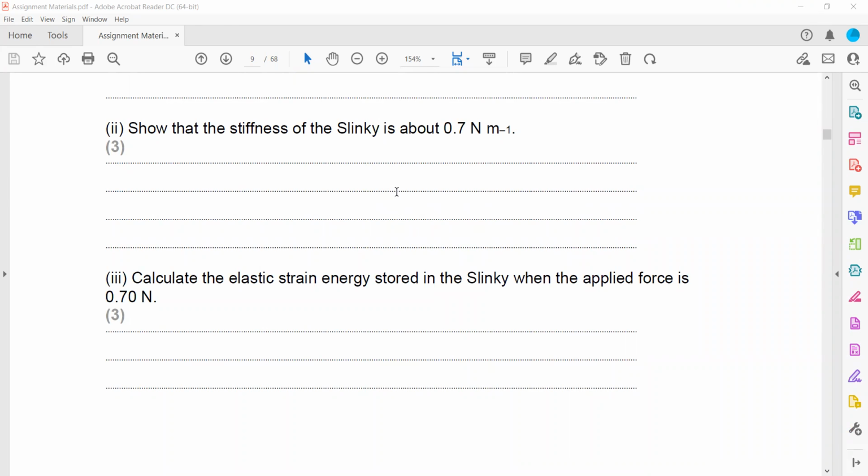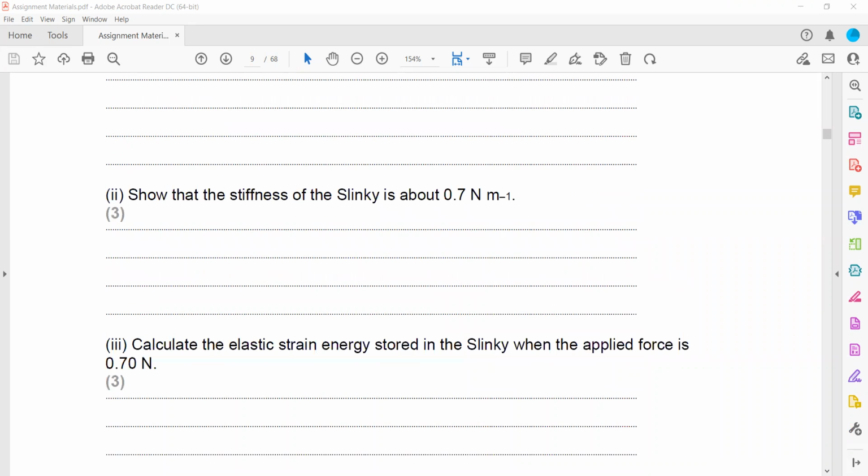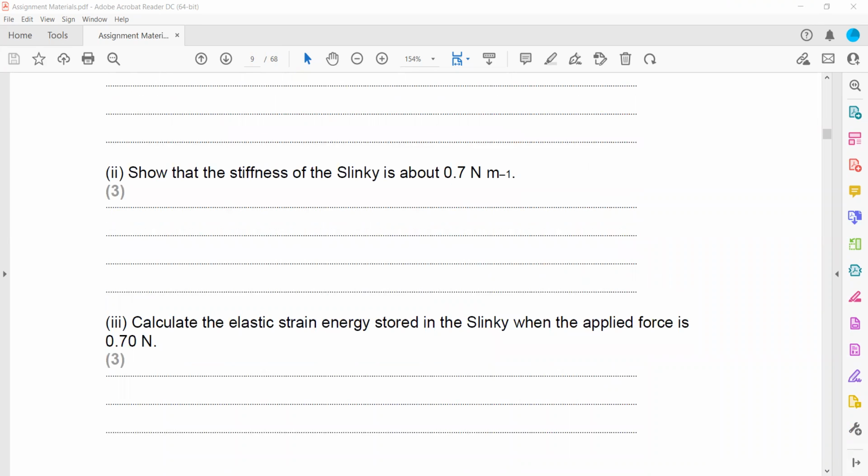Calculate the elastic strain energy stored in the slinky when the force is applied. Force applied is 0.7. Elastic strain energy is basically the area. You can use the area under the graph, or the elastic strain energy is given by half force into extension. So half force is 0.7. And what about extension? For extension, we have to check the graph.